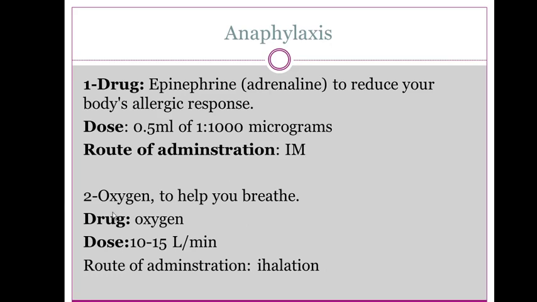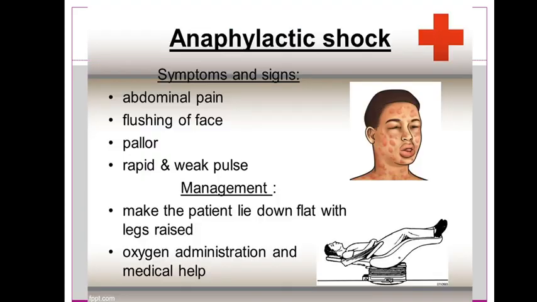The second type of management, we can give oxygen, which is to help the patient to breathe, okay. Drug used here is oxygen. The dose is 10 to 15 milliliters per minute. Route of administration is inhalation, okay. So these are the management. This is the management of anaphylactic shock during the clinic.